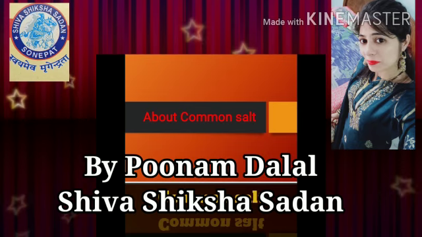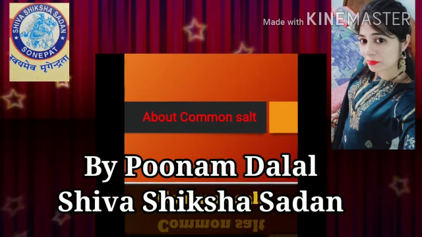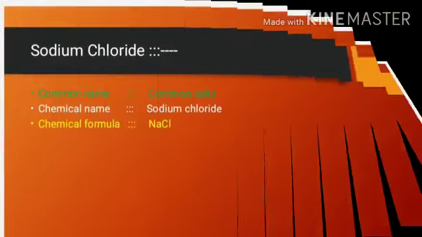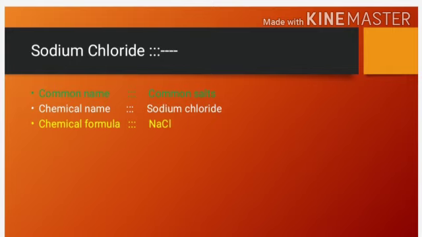Today, we will discuss the preparation, properties, and uses of common salt. Chemically, common salt is sodium chloride with the formula NaCl. Or we can say that the chemical name of common salt is sodium chloride. Its chemical name is sodium chloride, chemical formula is NaCl, and common name is common salt.